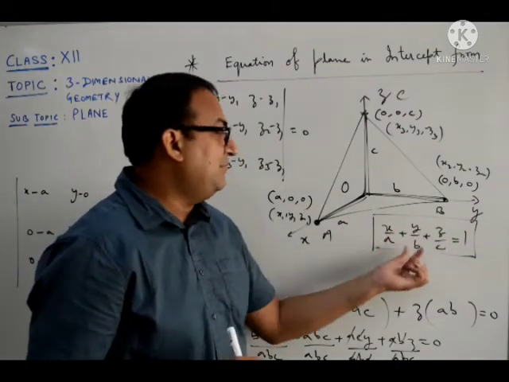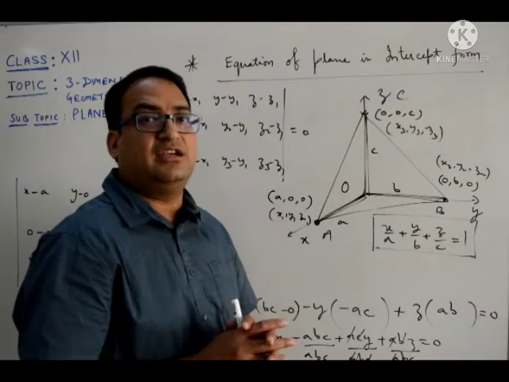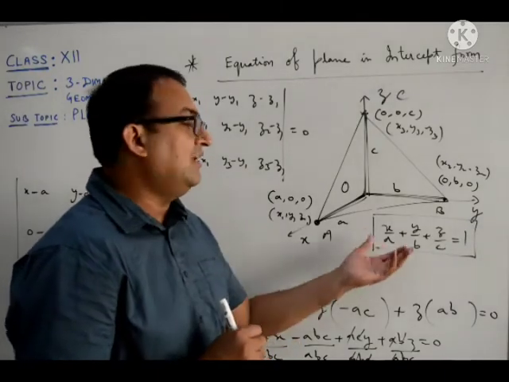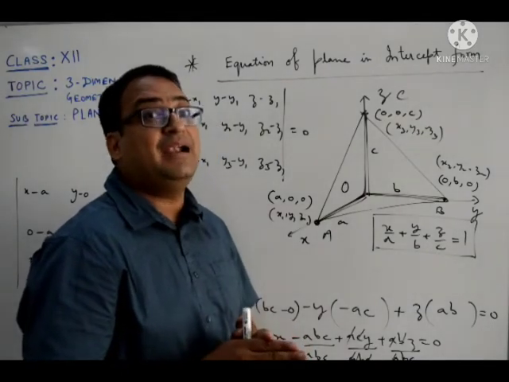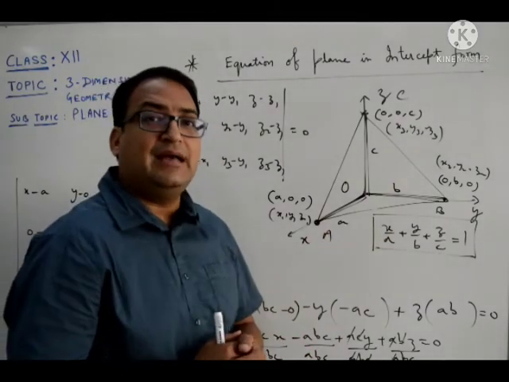Please note, these a, b, c are not the direction ratios of the normal to the plane, but in this form a, b, c are the intercepts made by the plane on the coordinate axes.